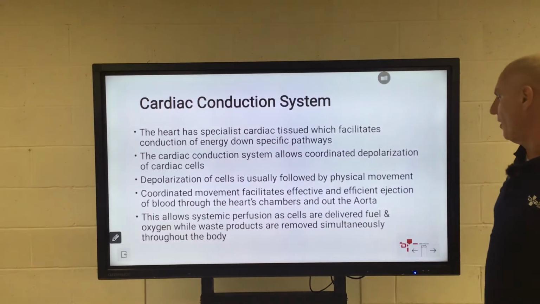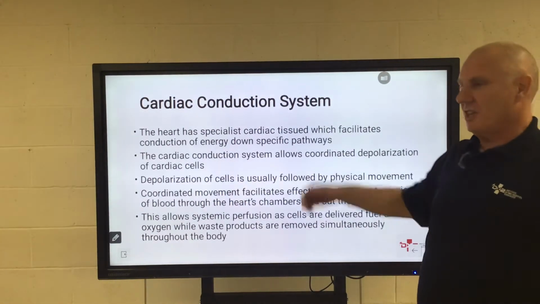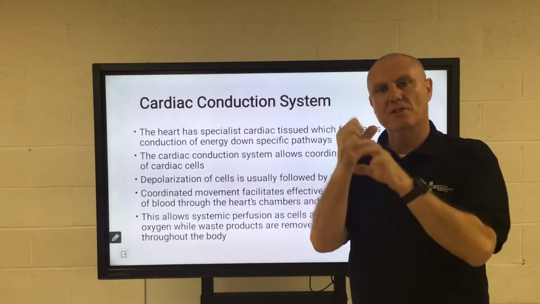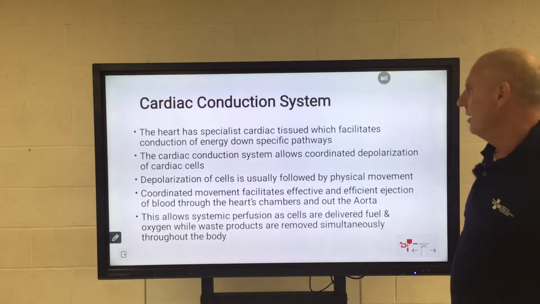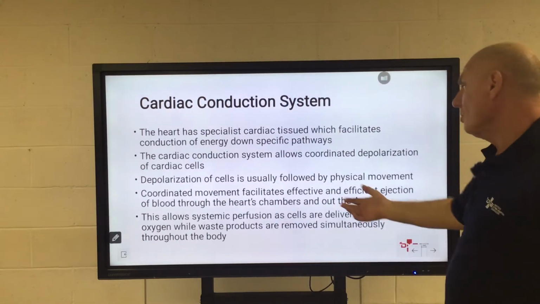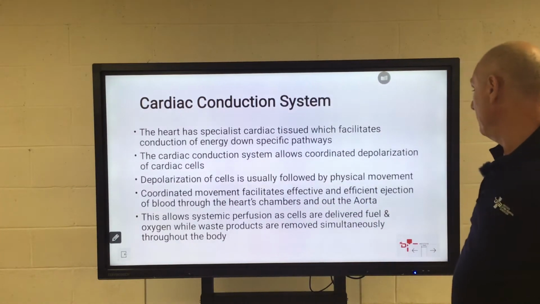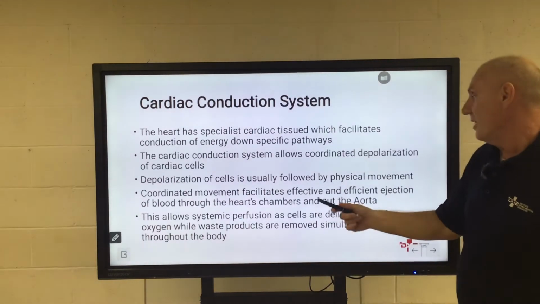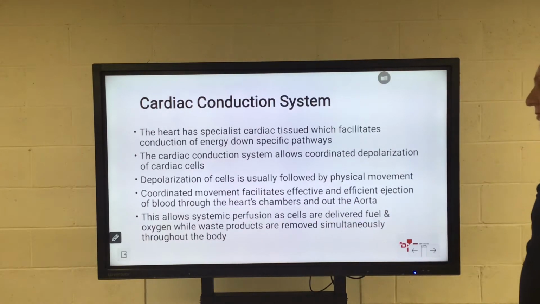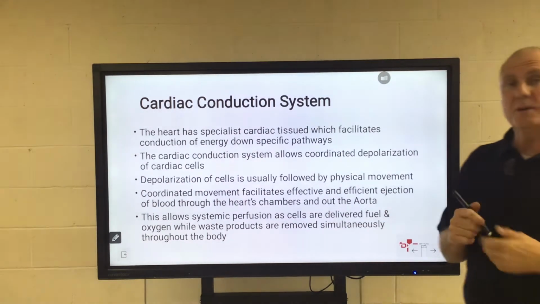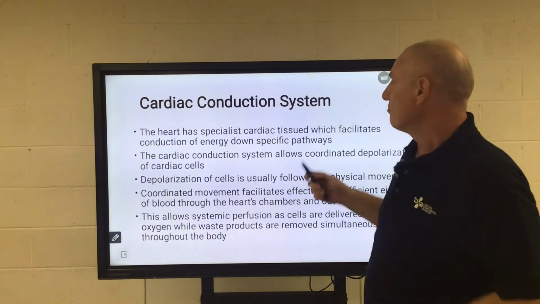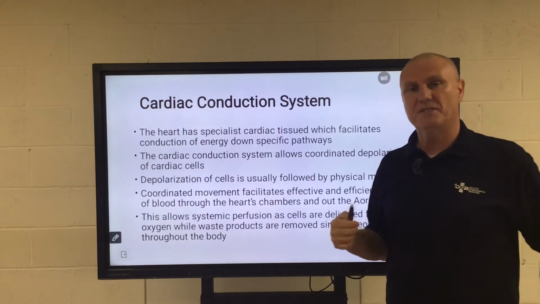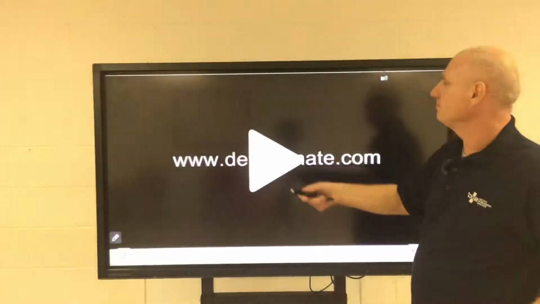Depolarization of cells is usually followed by physical movement. So as the energy runs over the tissue, it contracts. And we get this rhythmic contraction which facilitates the ejection of blood around the body itself. So coordinated movement facilitates effective and efficient ejection of blood through the heart's chambers and out of the aorta. And this allows systemic perfusion as cells are delivered fuel and oxygen while waste products are removed simultaneously throughout the body. So the whole cardiac conduction system is really what allows the rhythmic beating of the heart to facilitate systemic perfusion.